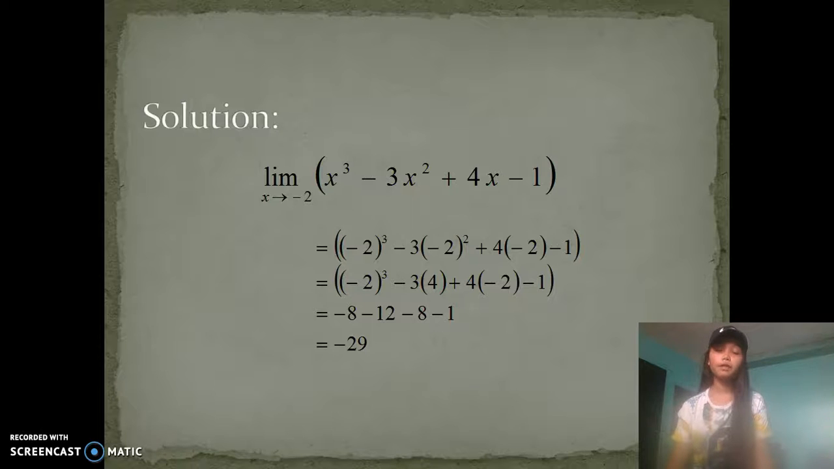This is equal to negative 2 cubed minus 3 times 4 plus 4 times negative 2 minus 1, where negative 2 cubed is equal to negative 8, negative 3 times 4 is equal to negative 12, 4 times negative 2 is equal to negative 8, and minus 1. So, negative 8 minus 12 minus 8 minus 1 is equal to negative 29.